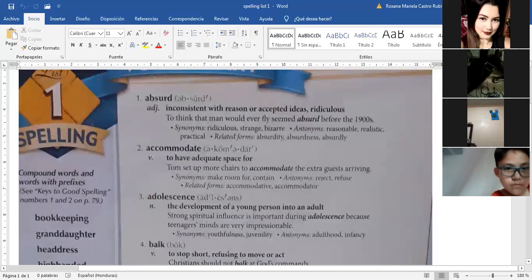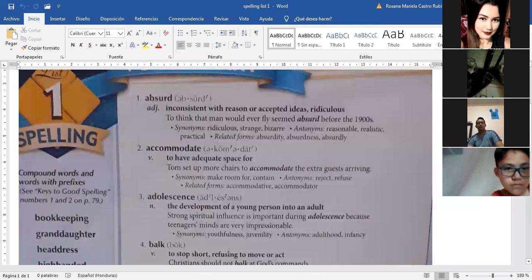Okay, someone that can share a sentence. Camila, share a sentence with any of these words. Choose a word and tell me a sentence with it. I accommodate the chairs on my room. Exactly. It's okay, Camila.